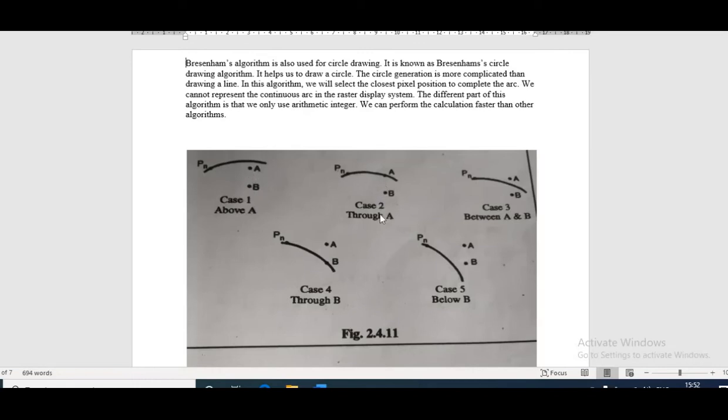In case 2, here is the B point which is lying inside the curve, but the point A is lying on the curve. Okay, so in this, which point is selected? Which point is nearest to our curve? There is A. Okay.